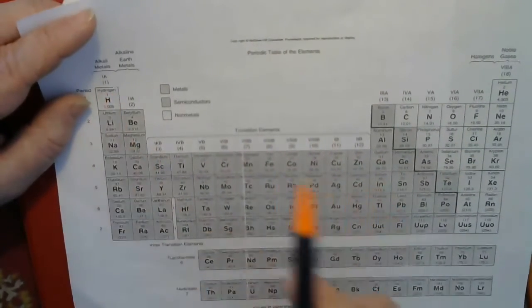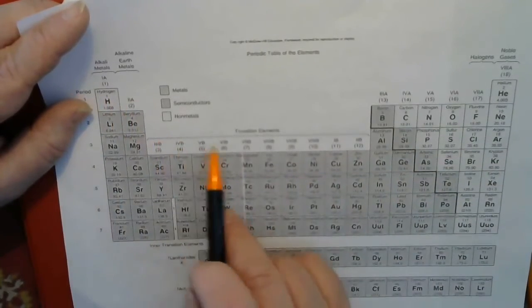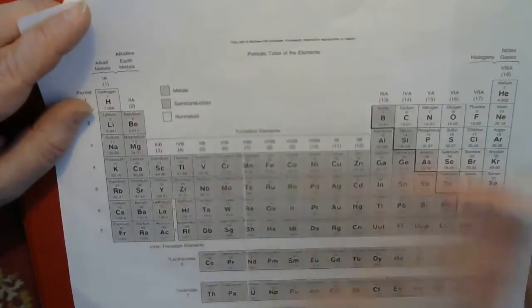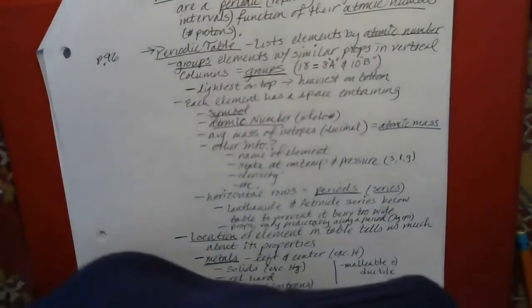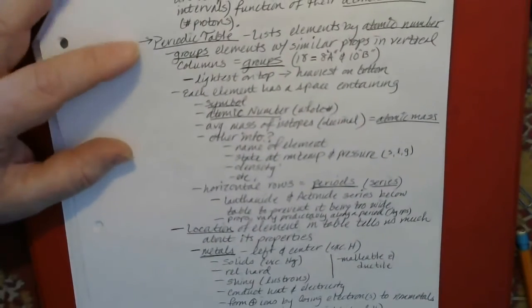Or the newer numbering system is just numbers 1 through 18. So you get 1, 2, 3, 4, 5, 6, and so on, 13, 14, 15, 18. I prefer the A and B system, but the trend is definitely towards the 1 through 18 system.